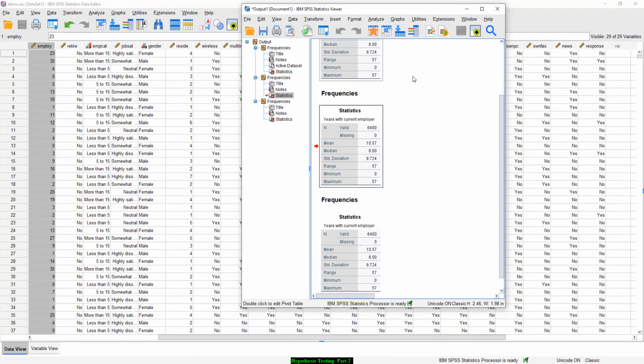So let's say I want to know whether the mean of years with the current employer is equal to 10 or not equal to 10. My argument is that from these 6,400 employees, I want to know whether the mean number of years staying at the company is equal to 10 years or not equal to 10 years.